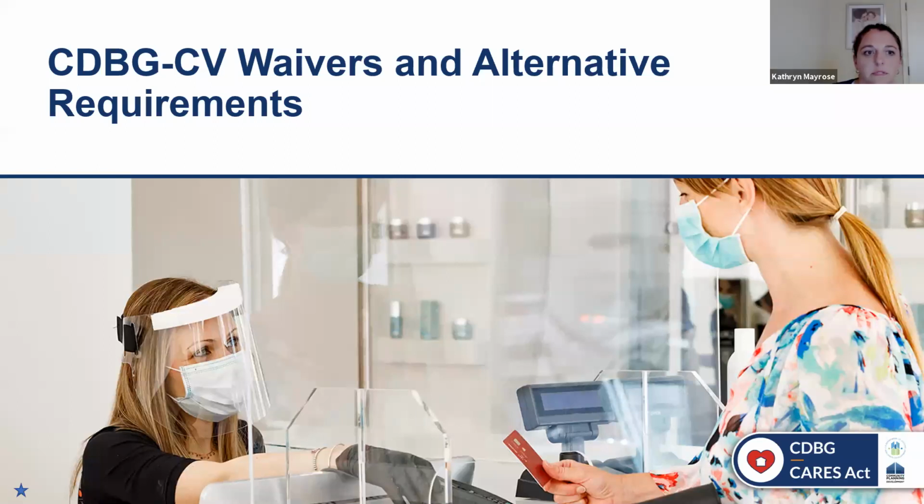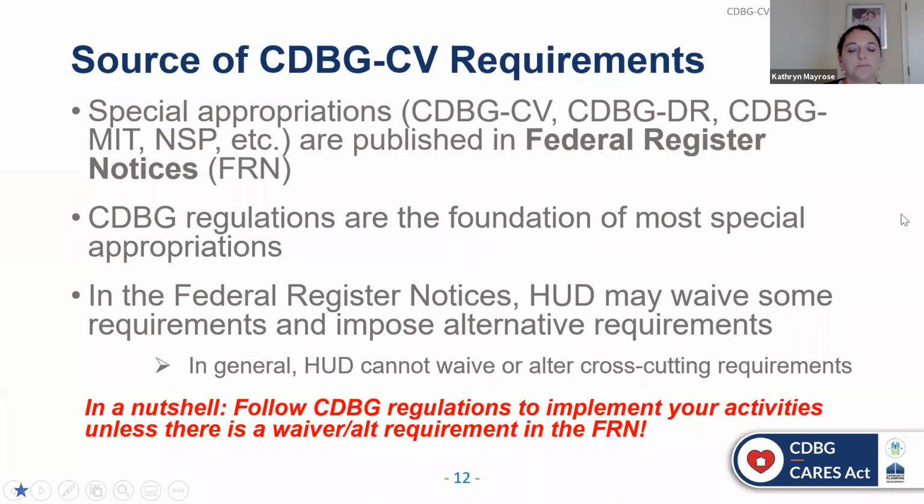Okay, that's fine. So waivers and alternative requirements. Sorry, it likes to stick when I'm trying to switch. Okay, so the source of the CDBG-CV requirements, the main source is going to be the Federal Register notice. So anytime that there's a special appropriation of funds, such as CDBG-CV or your disaster recovery or MIT funds, those are going to be published in the Federal Register in the form of a Federal Register notice.